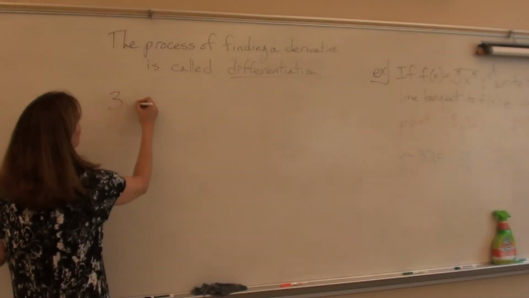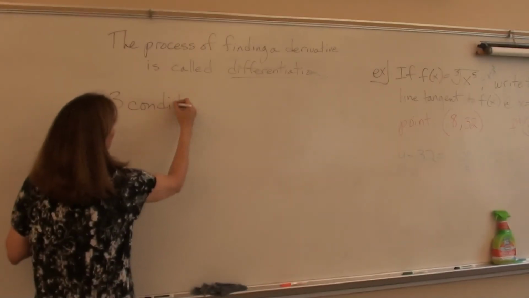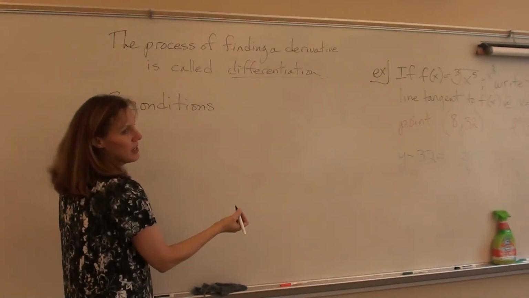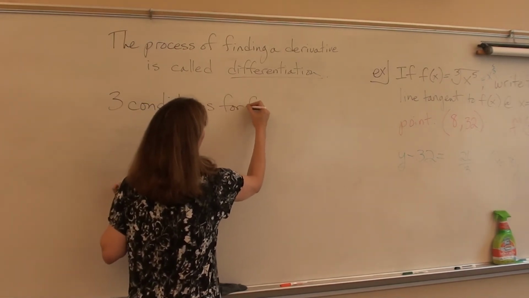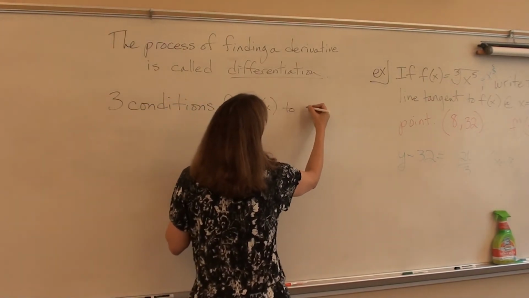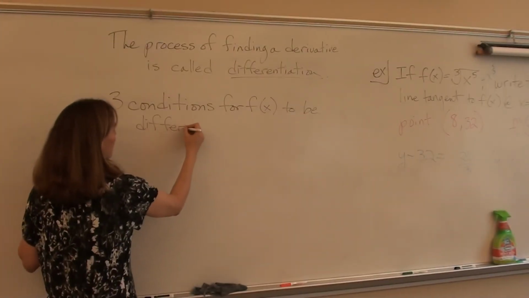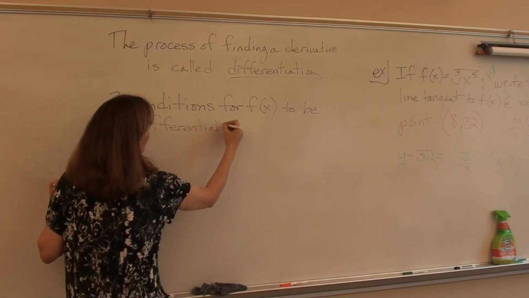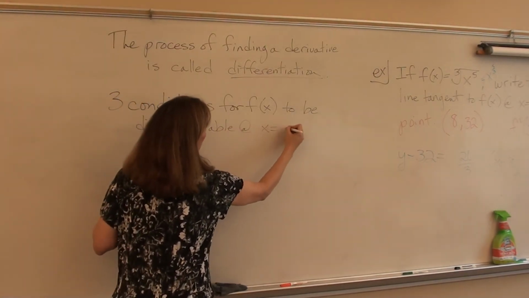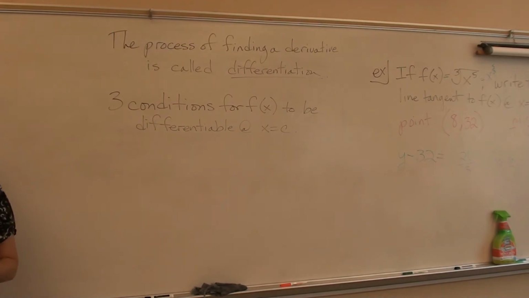All right, so here's the thing. You know how there are 3 conditions for a limit to exist? And there are 3 conditions for a function to be continuous? There are 3 conditions for f of x to be differentiable at x equals some constant. So there are 3 conditions for differentiability, for the derivative to exist.